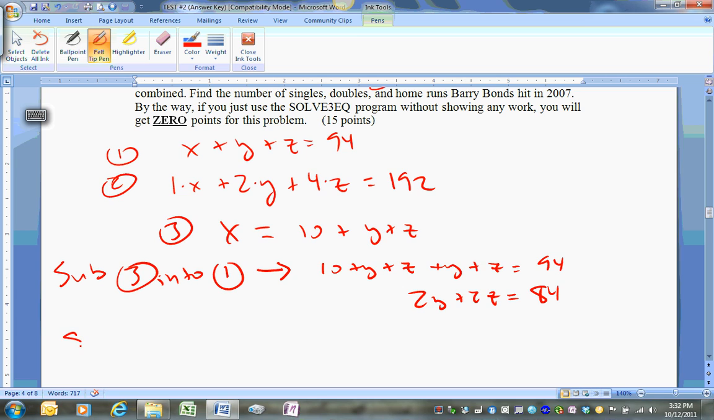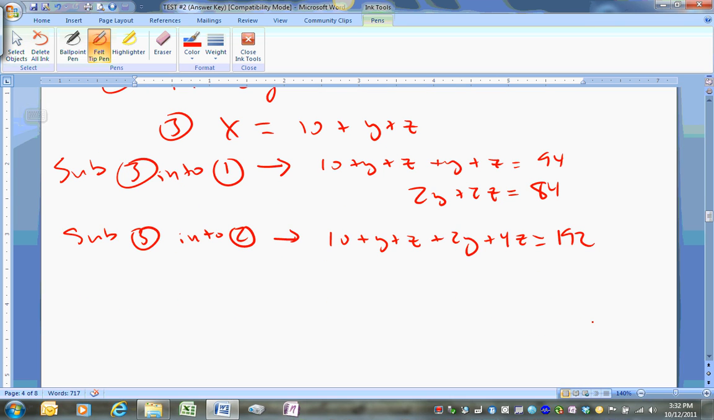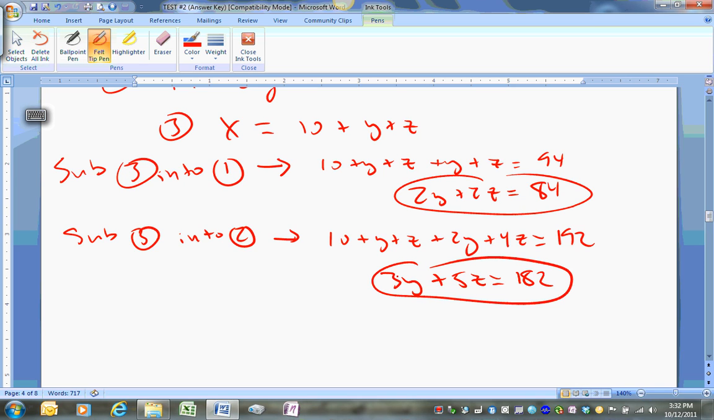Okay. Then you want to sub 3 into 2. And now you get 10 plus Y plus Z plus 2Y plus 4Z equals 192. So you get 3Y plus 5Z equals 182. So now we've got two fresh equations, but with just two variables.